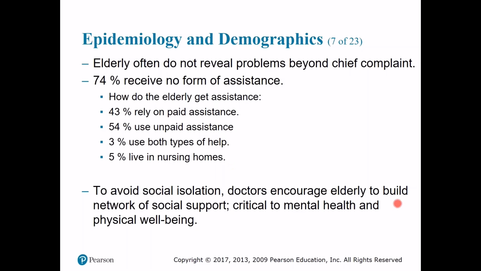But again, 74% of the elderly, according to these statistics, which are all drawn from the 2010 Census Bureau, receive no assistance, 43% rely on paid assistance, 54% unpaid assistance, family members and everything else like that. 3% use both types of help, from either family or paid assistance. And of that, 5% live in nursing homes. And I expect that number to be going up.